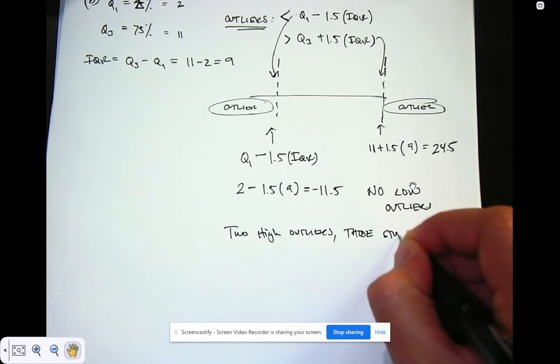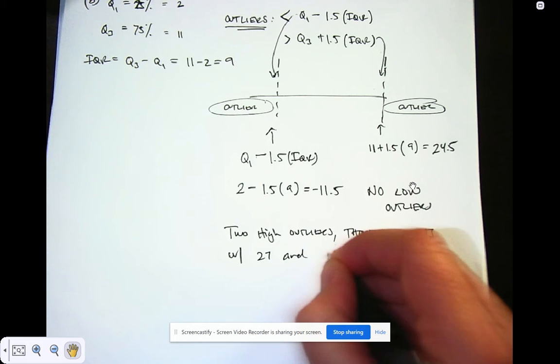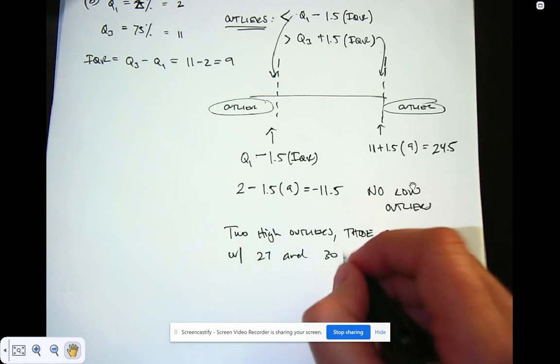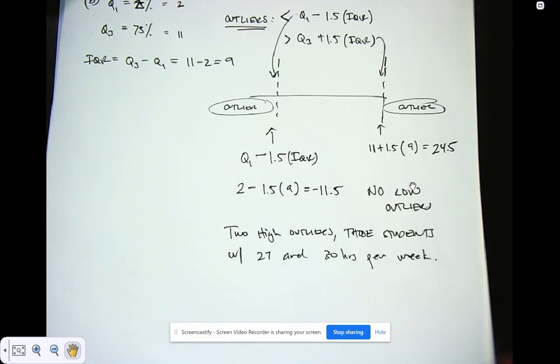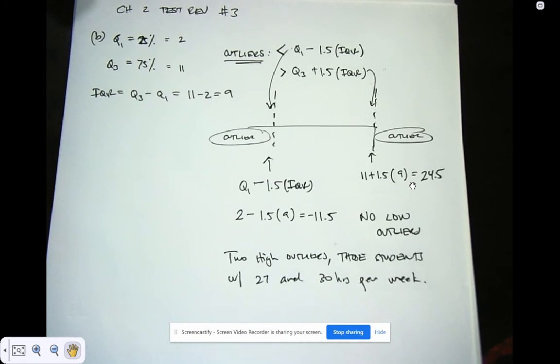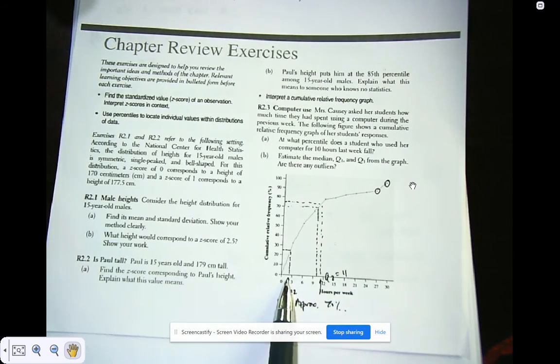Those students with 27 and 30 hours per week. Okay, so question number 3 was a little bit more involved, just because it's not only reading a cumulative relative frequency graph, but once you get quartile 1 and quartile 3, you could then answer questions about outliers. Okay, all right, guys.